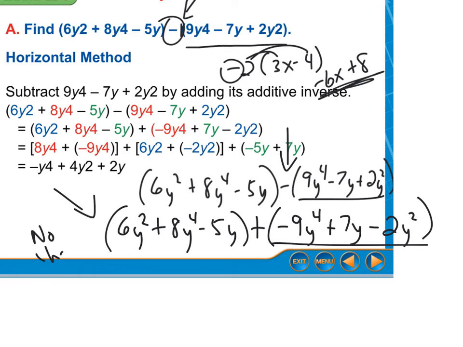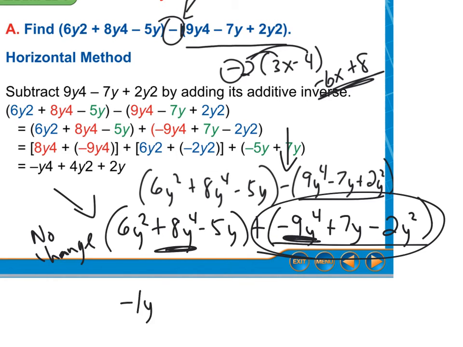No change in the first guy. Only the one that we're subtracting. This guy changes. Okay, so now we just look at our like terms. I got an 8y to the fourth and a negative 9y to the fourth. So that's going to be a negative 1y to the fourth, or negative y to the fourth, which is what they have right there.